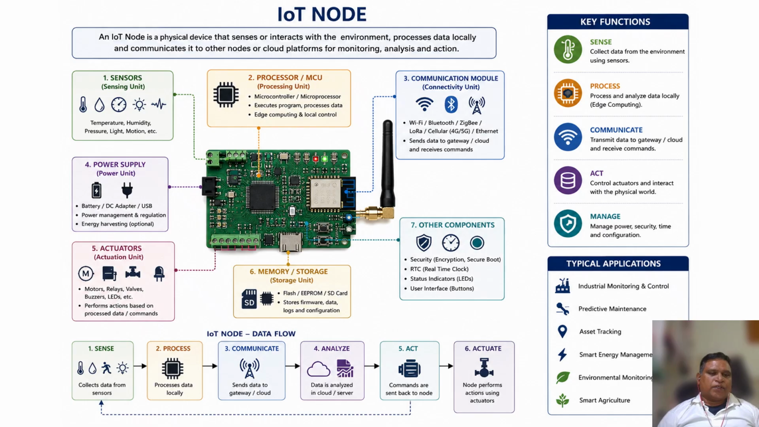Fifth one is actuators or the actuation unit. It has motors, relays, valves, buzzers, LEDs, etc. Performs actions based on the processor data or commands. And sixth one is a memory or storage unit. It has a flash memory or EEPROM or SD card, stores the data and logs and configuration.